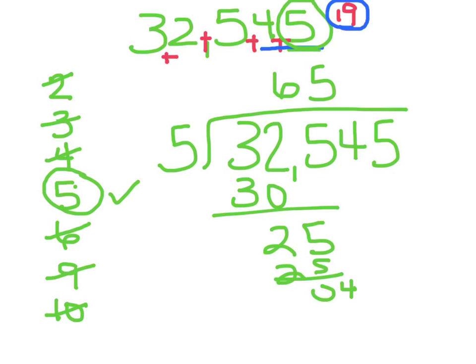5 cannot go into 4. So I put my 0, and then I bring down my 5. 5 goes into 45 9 times with a remainder of 0. So that means that you can evenly divide 32,545 by 5. All right, that's what you're going to do for your assignment.